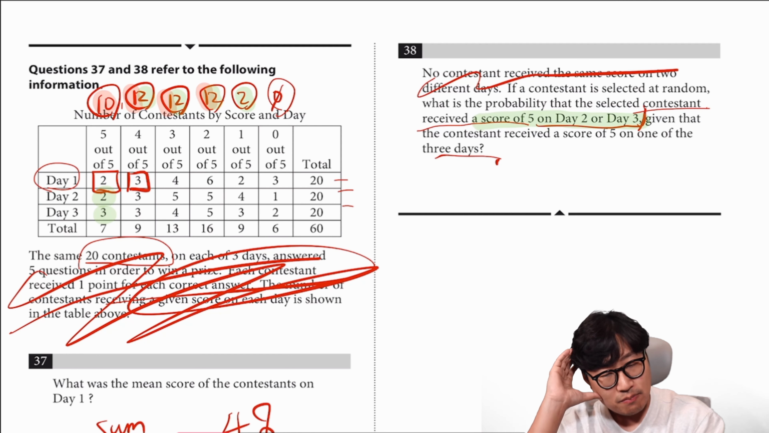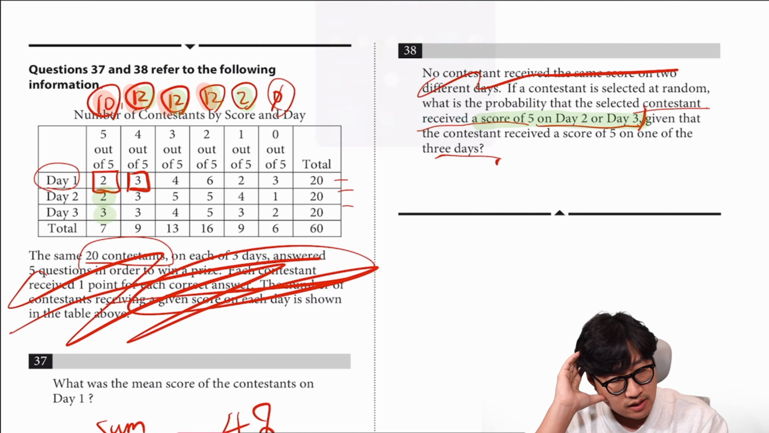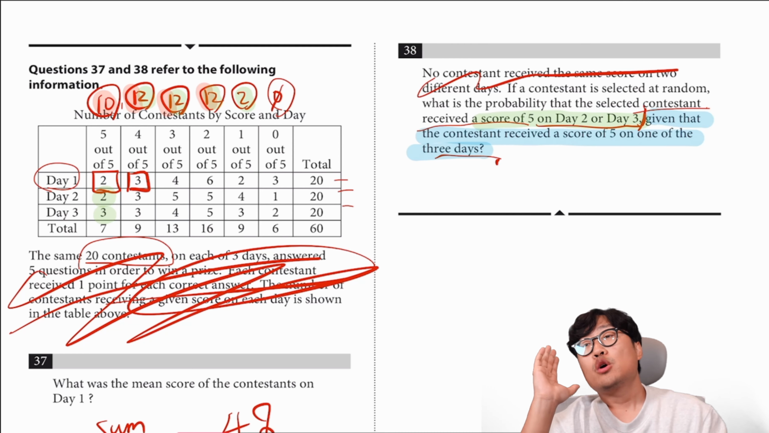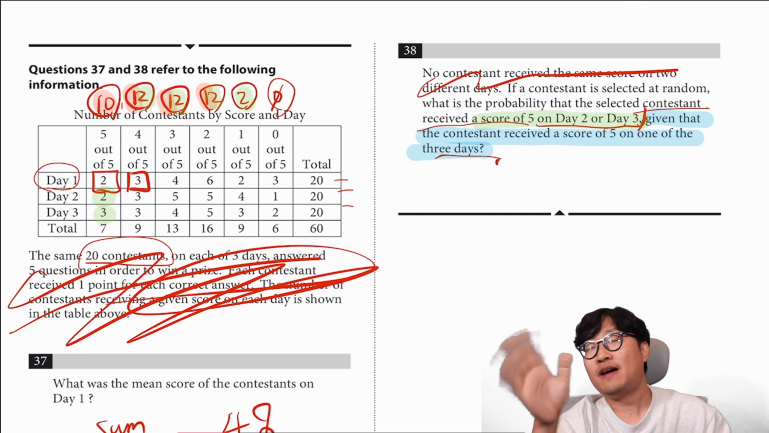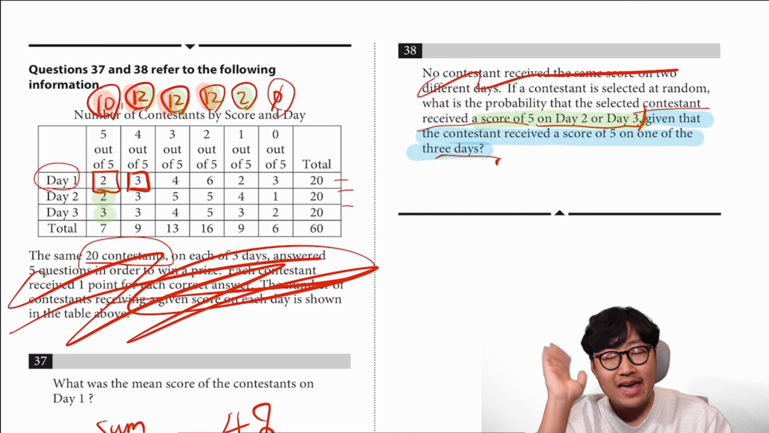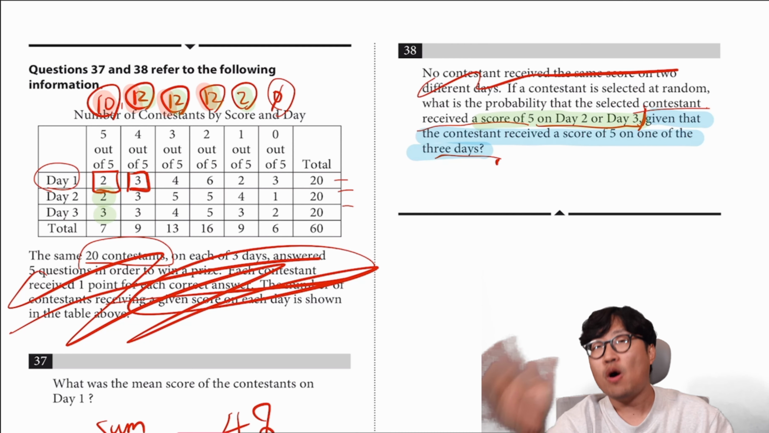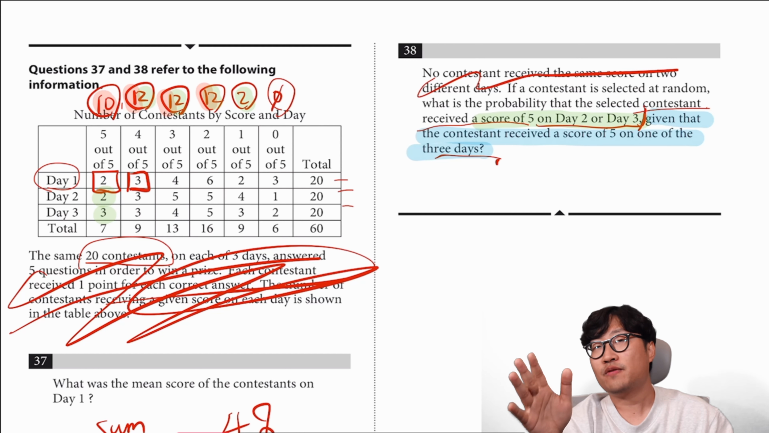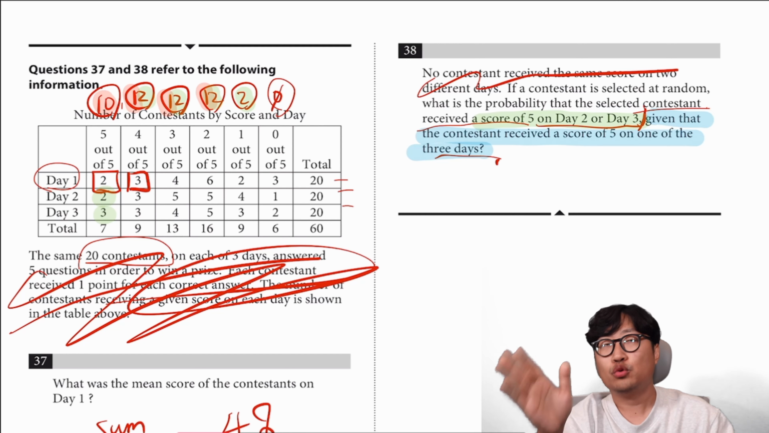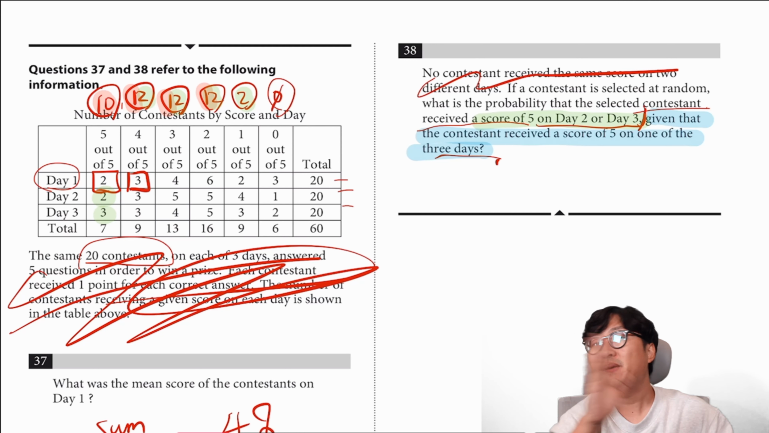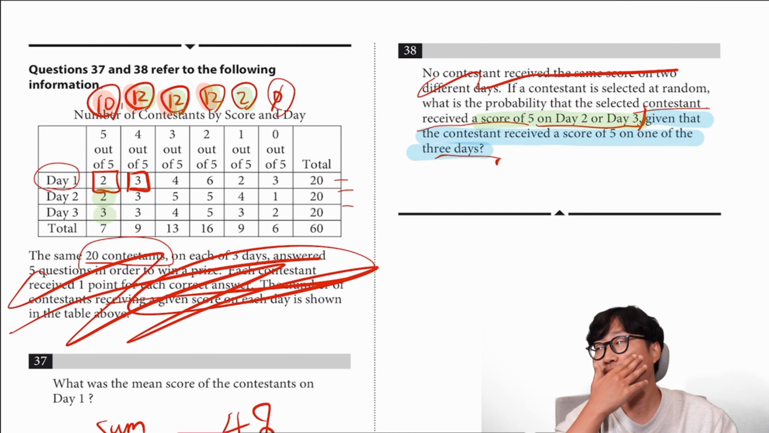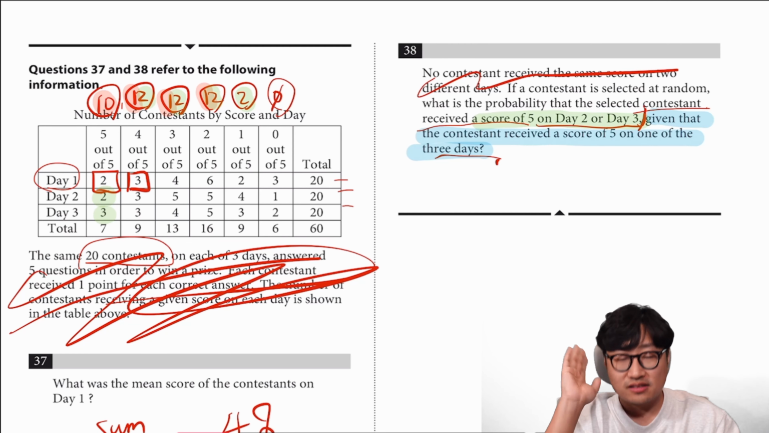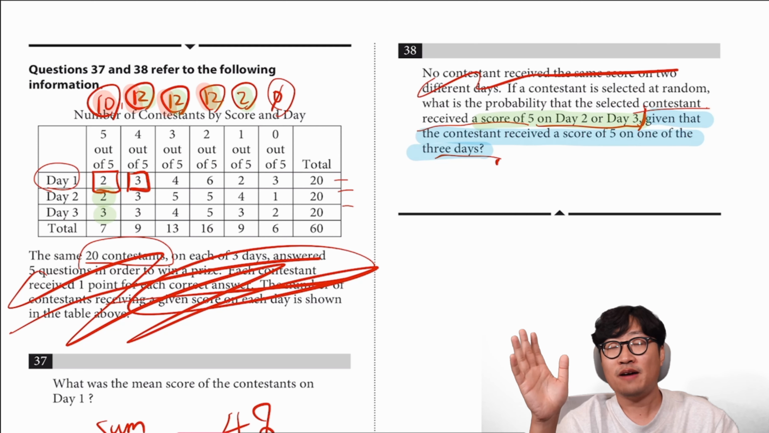Okay, so what they mean by this part right here, given that the contestant received a score of 5 on one of these 3 days, means whoever you're picking has to be someone who at least got that 5 out of 5 to even begin with. Like, you can't pick anybody who didn't even qualify. The ones who are going to qualify are the people who got a 5 to begin with. Like, they didn't get a 4, they didn't get a 3, they got a 5 sometime, day 1, day 2, or day 3, someday that they actually did get a 5, even for once.